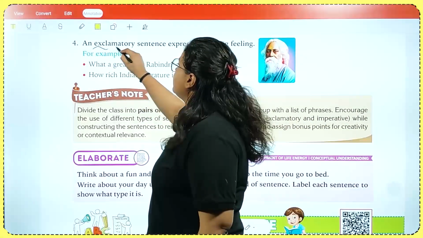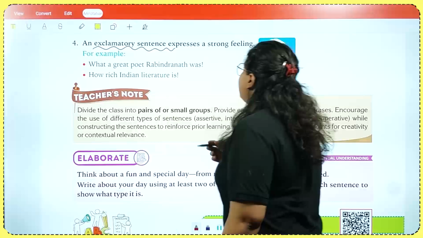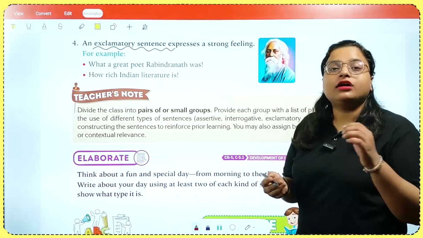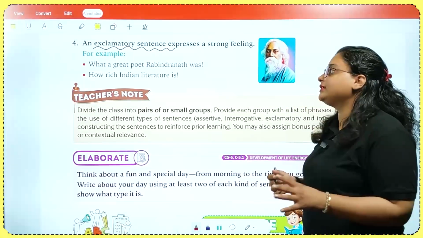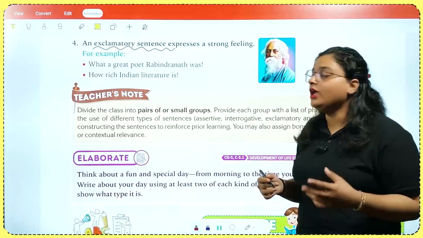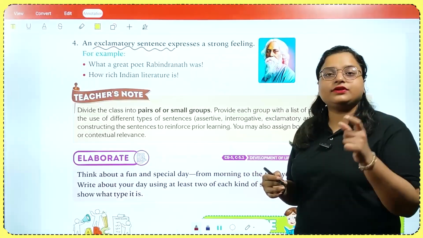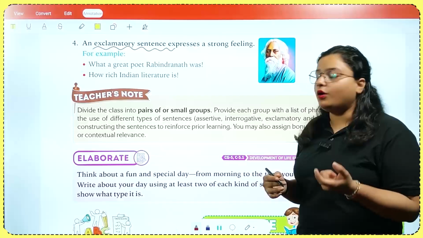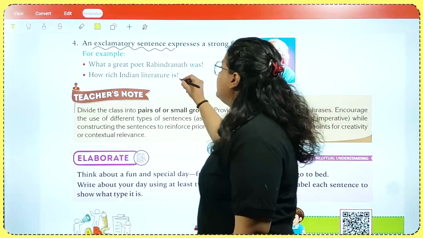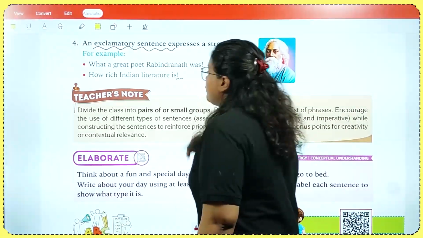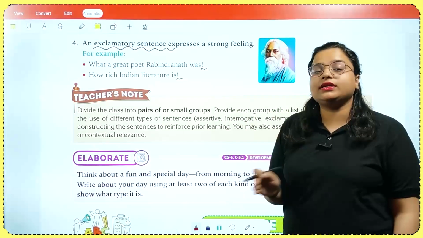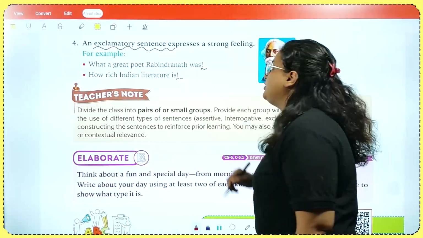ओके, so now the fourth kind of sentence, which is exclamatory sentences, express a strong feeling. A strong or a sudden feeling can be expressed by these sentences. Okay, and we can have either an exclamatory word or we'll end the sentence with the exclamation mark. So this is one of the ways that you can identify an exclamatory sentence.